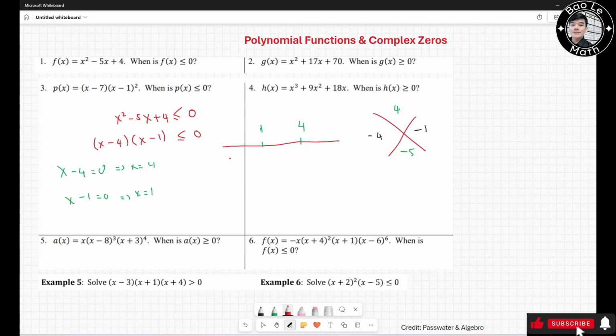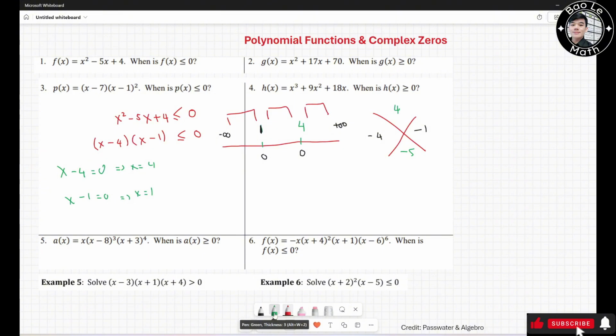Now the left-hand side right here, I need to put the negative infinity. The right-hand side right here should be positive infinity. Alright, these are two zeros of the polynomial function. Right? I'm going to test the value. I'm going to pick a number within this interval or this interval or this interval, right?